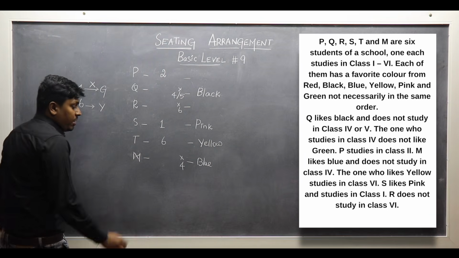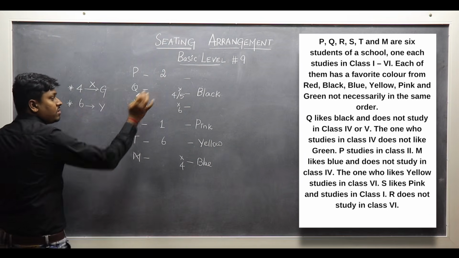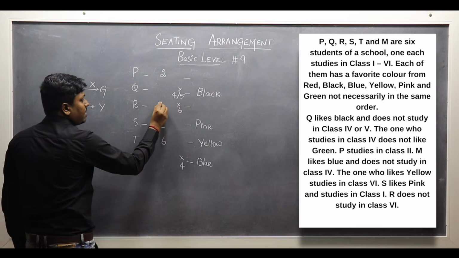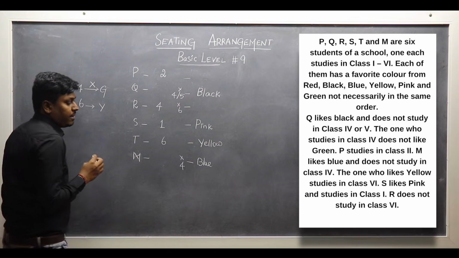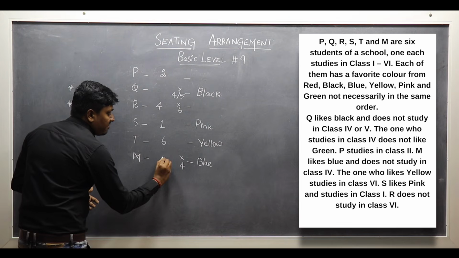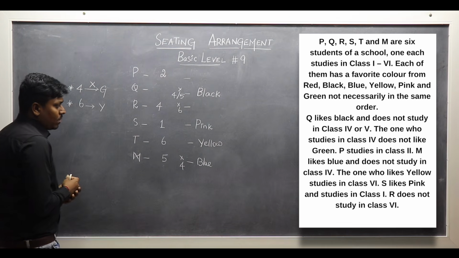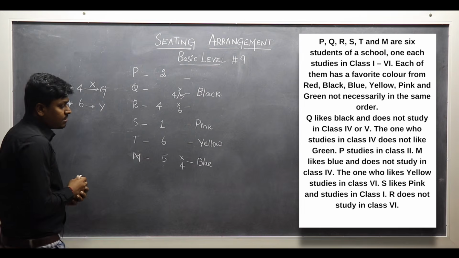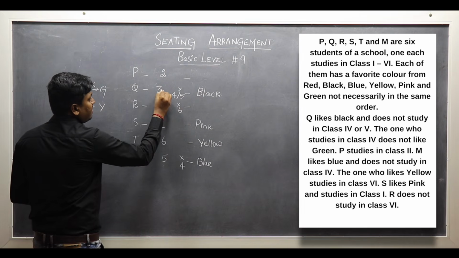Got it? We know that M is not in the 4th standard and Q is not in the 4th standard, so the remaining is R, so definitely R should be in the 4th standard. And we know that Q is not studying in the 5th standard, so definitely M should be in the 5th standard. The remaining standard is the 3rd, so we can fix 3.